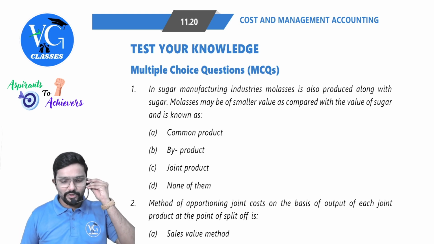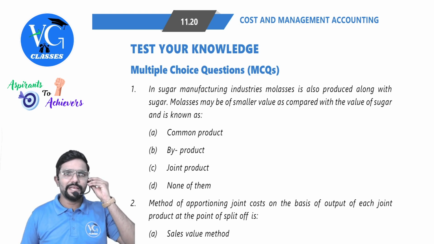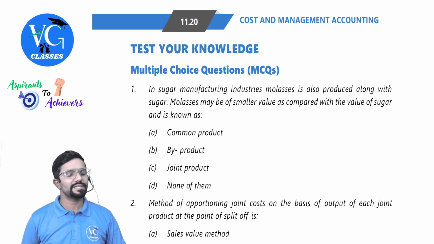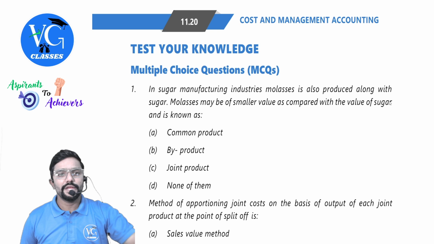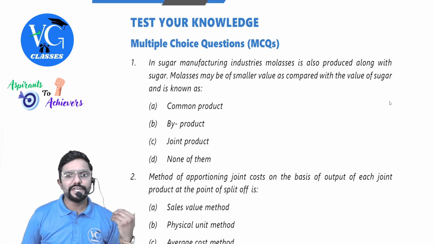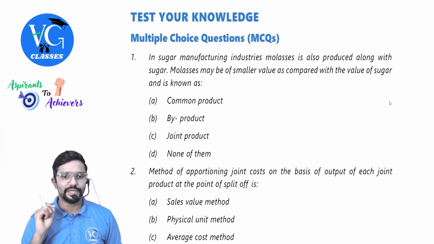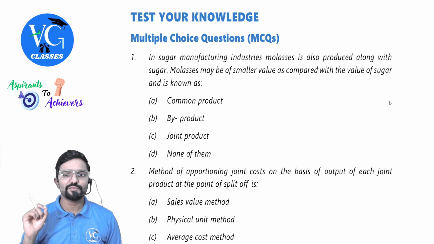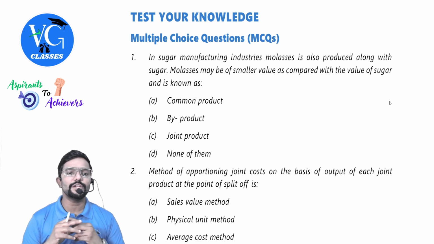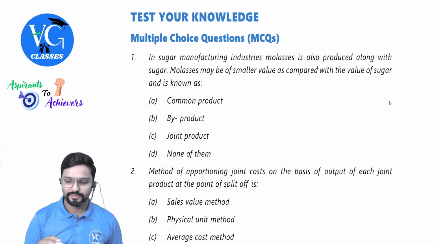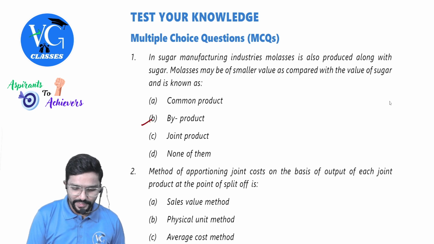Yes, students. Now we will go through the questions from ICI material. First one, multiple choice questions. In sugar manufacturing industries, molasses is also produced along with sugar. Molasses may be of smaller value as compared with the value of sugar and is known as what? Byproduct.